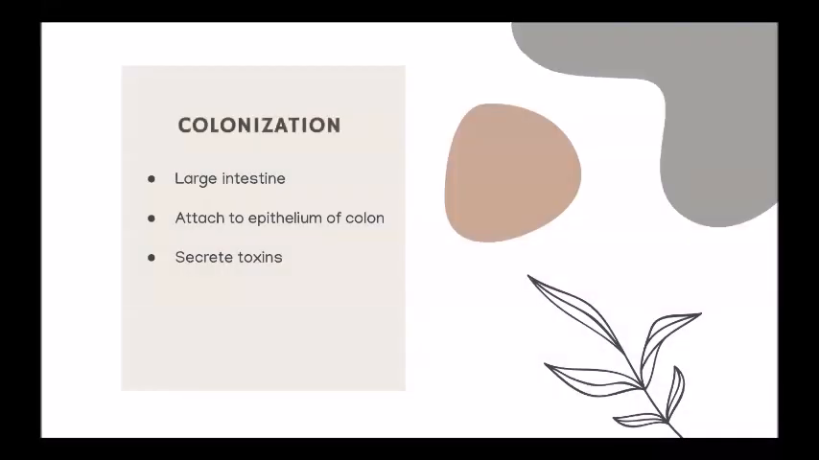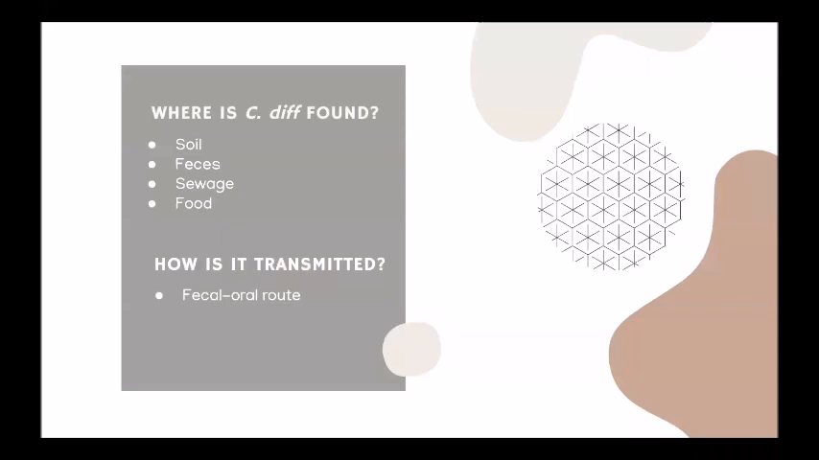The spores then move into the anaerobic environment of the large intestine where they multiply and colonize. They then attach to the epithelium of the colon and secrete toxins that cause the infection. C. diff is found in soil, feces, sewage, and food, and is transmitted through the fecal-oral route.